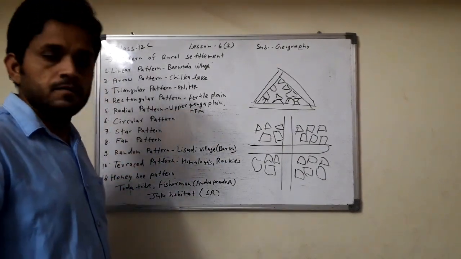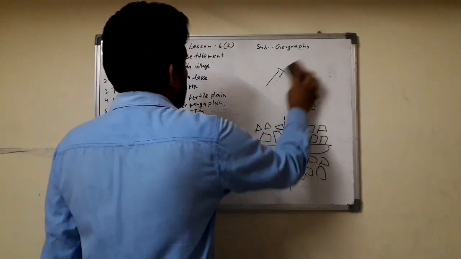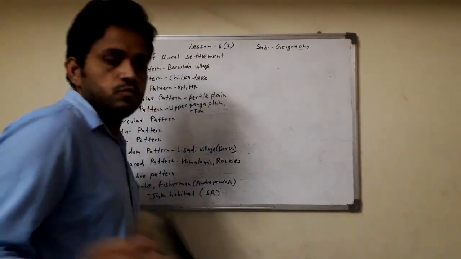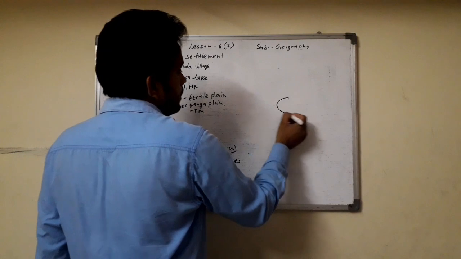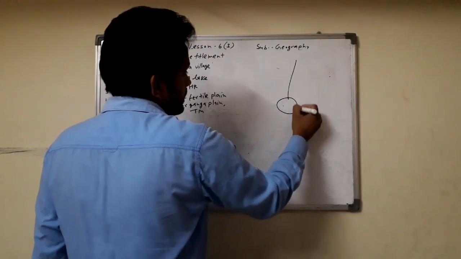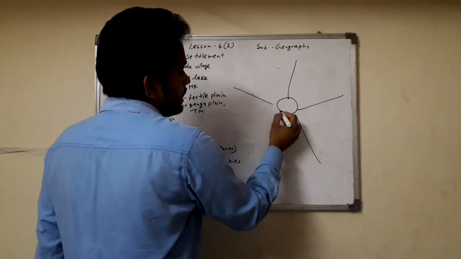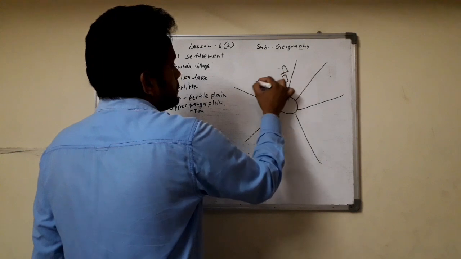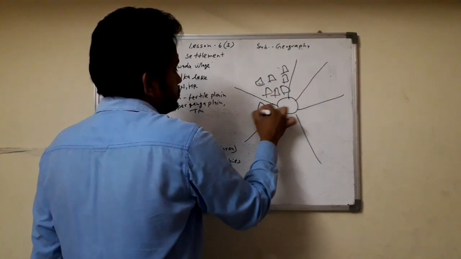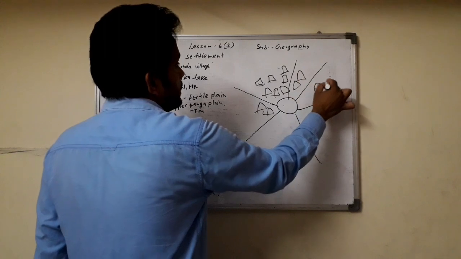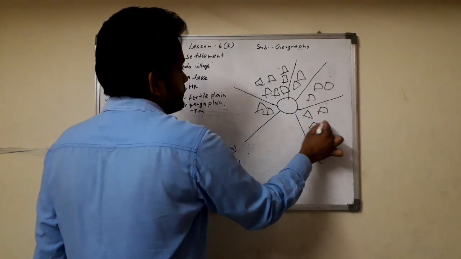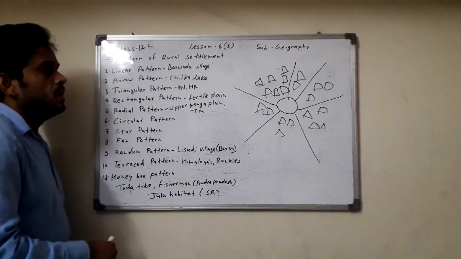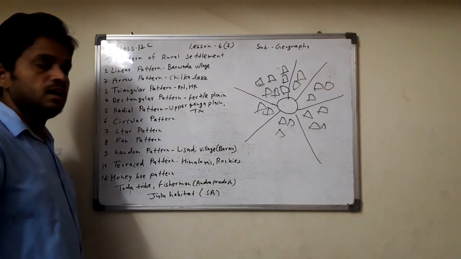Then the radial pattern, found in the Ganga plain and Tamil Nadu. In this type, there is a main central region, and many roads are joined in the central part. This type of pattern is known as the radial pattern, and it is found in the Upper Ganga plain and Tamil Nadu.